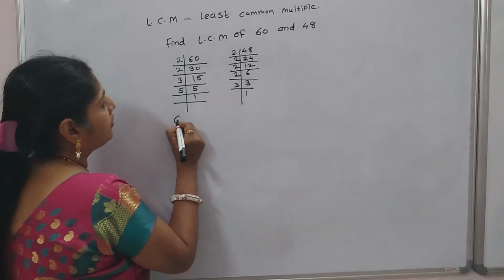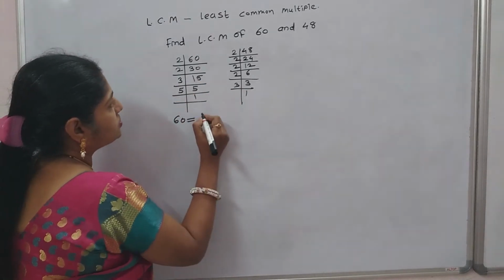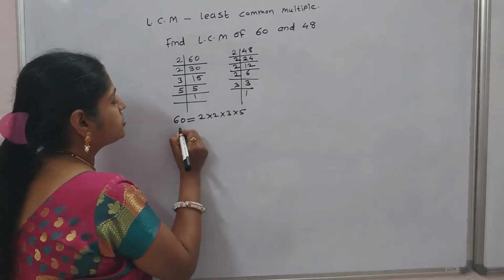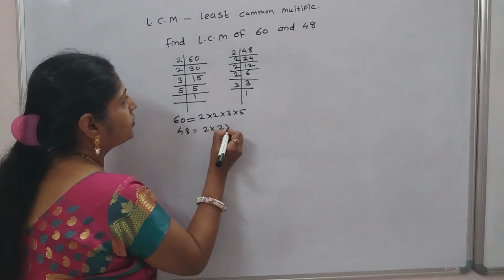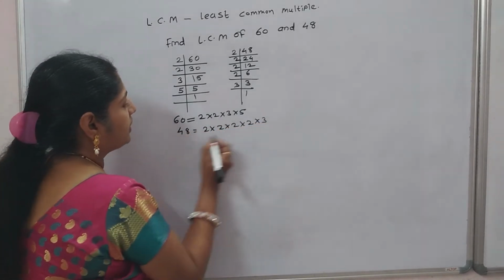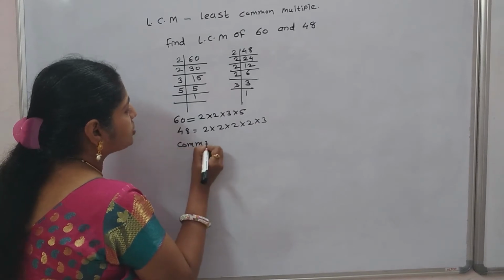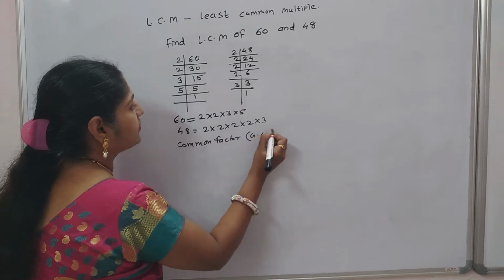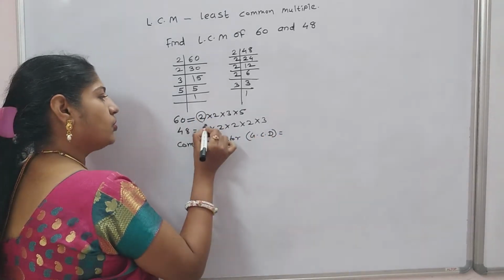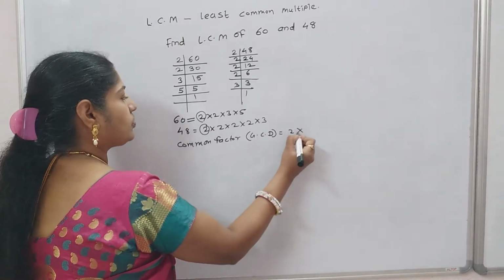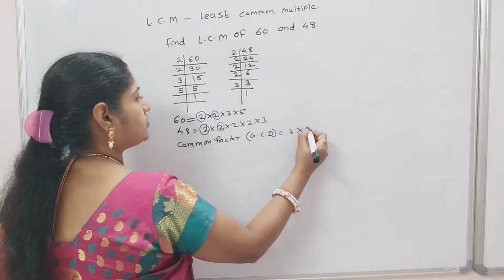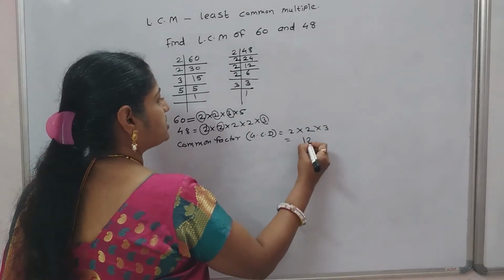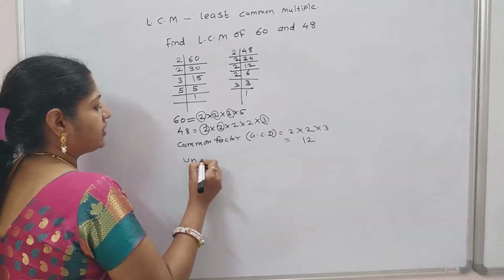Now write all the factors of 60: 2 into 2 into 3 into 5. Factors of 48: 2 into 2 into 2 into 2 into 3. Now write the common factors. The multiplication of common factors is called the GCD. First we have to find the GCD, the common factors: 2, 2, 3. That is 12.